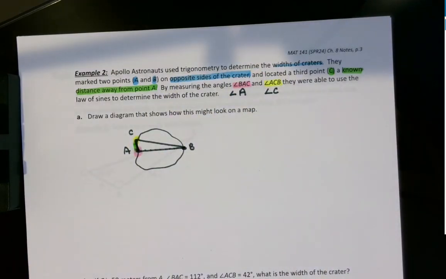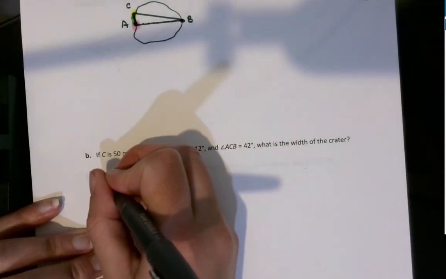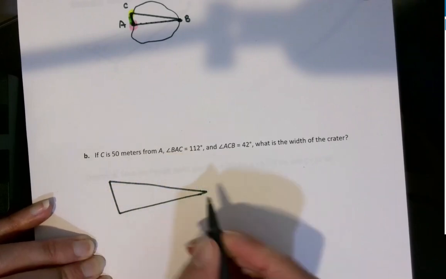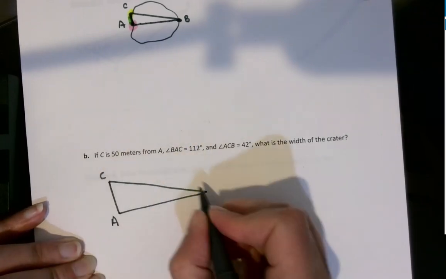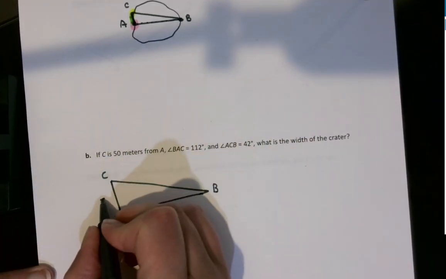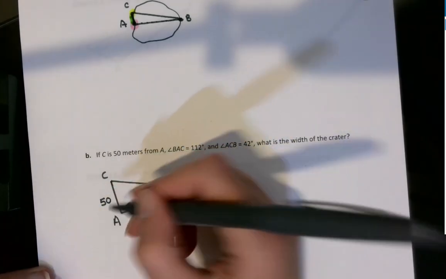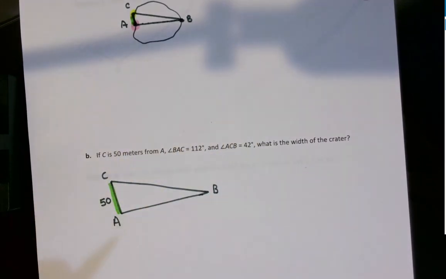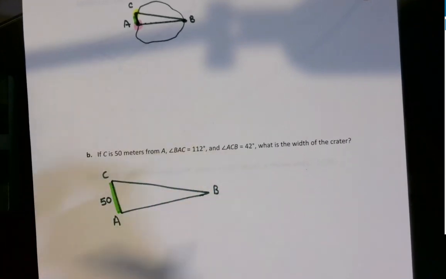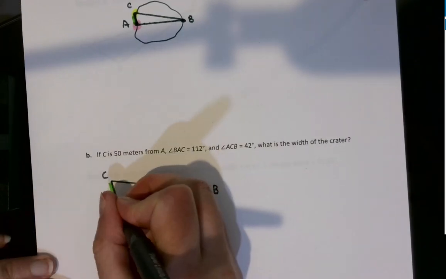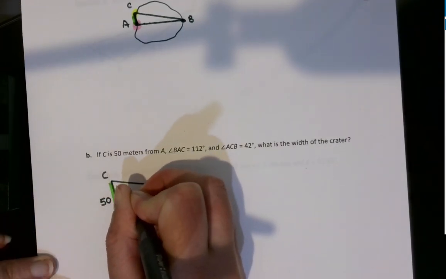All right. Now we'll put some values on this diagram. So let me re-sketch this diagram just a little bigger so I have room to fit values on it. So this is where A, C, and B are. And I know that C is 50 meters from A. So this distance now is going to be 50. That's the distance along that portion. And I know that angle BAC, that's the one also referred to as angle A, is a measurement of 112 degrees.